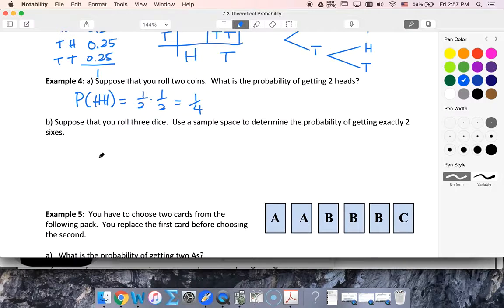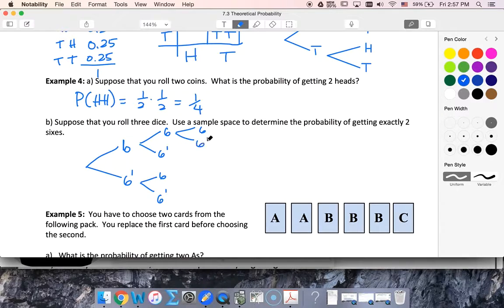So my first die, right now what I care about is getting a 6 or not getting a 6. So I could get a 6 or not a 6. I'm going to use my apostrophe to indicate not. And then with my second die, I could get, again, a 6 or not a 6, a 6 or not a 6. And then the same thing with the third die.